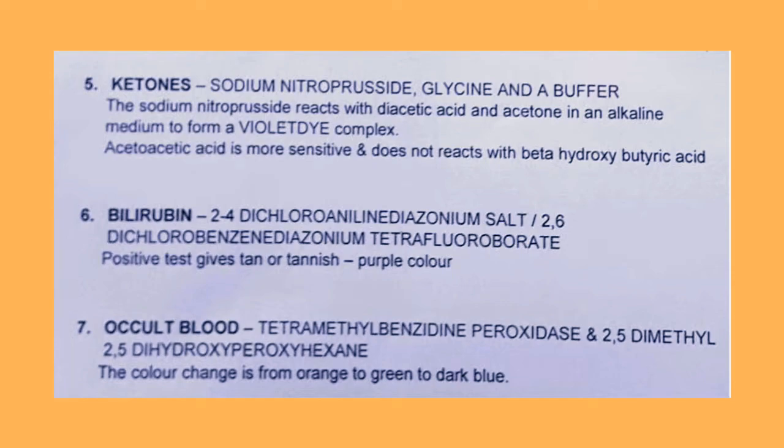For occult blood, tetramethylbenzidine, peroxidase and 2,5-dimethyl-2,5-dihydroperoxyhexane are used. The color change is from orange to green to dark blue. So these are the tests by which, using reagents, we can determine the chemicals present in the urine.